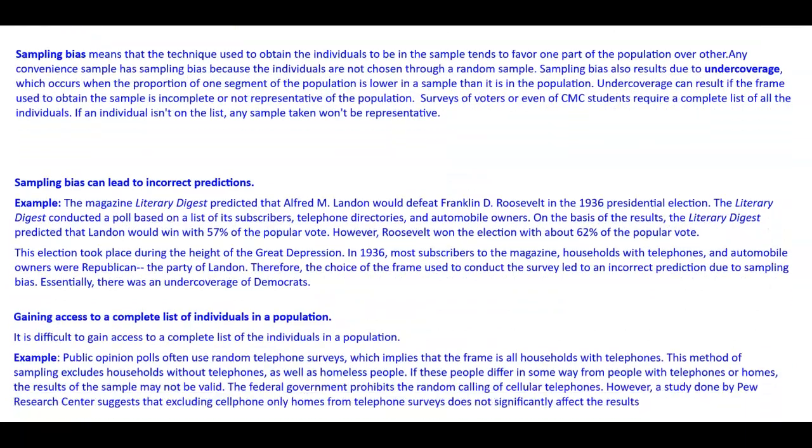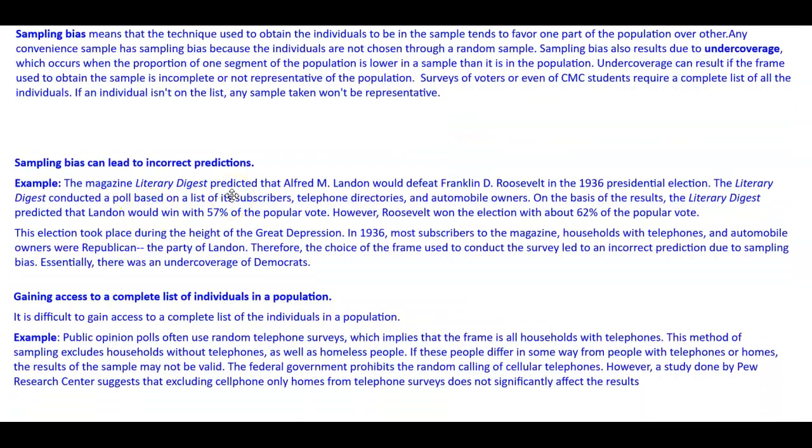Now, sampling bias can lead to incorrect predictions. For example, the magazine Literary Digest predicted that Alfred M. Landon would defeat Franklin D. Roosevelt in the 1936 presidential election. The Literary Digest conducted a poll based on a list of its subscribers, telephone directories, and automobile owners. On the basis of the results, the Literary Digest predicted that Landon would win with 57% of the popular vote. However, Roosevelt won the election with about 62% of the vote.